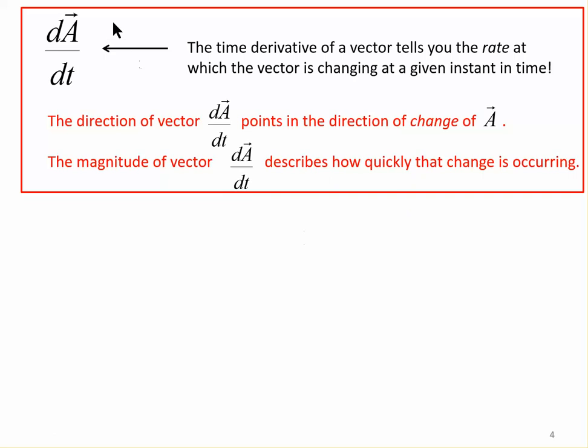Let me just re-emphasize, if the physics class that you're taking is not calculus-based, you don't have to worry about this weird symbol that we use to denote the rate of change of the vector. Just recognize that this is a vector, and it's telling you how quickly the vector A is changing.